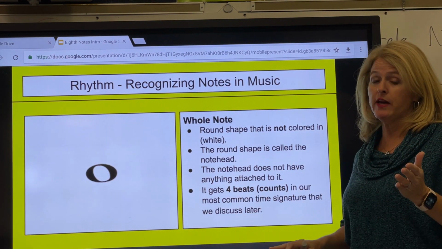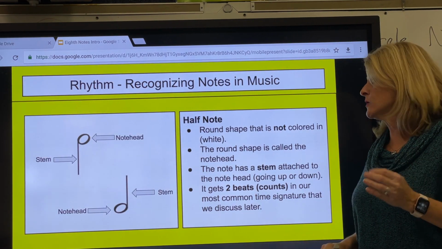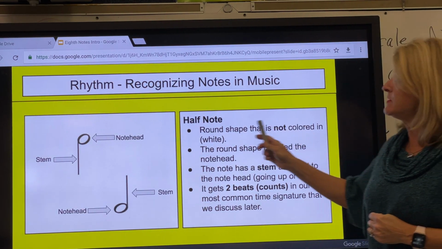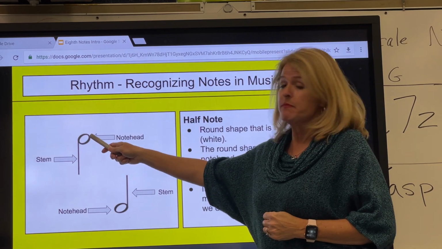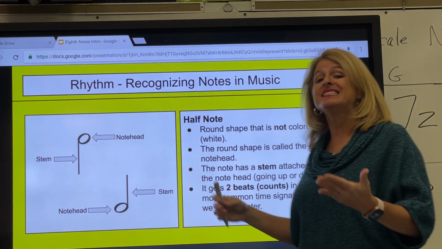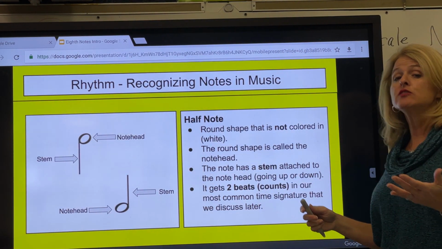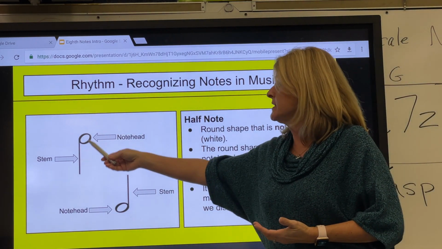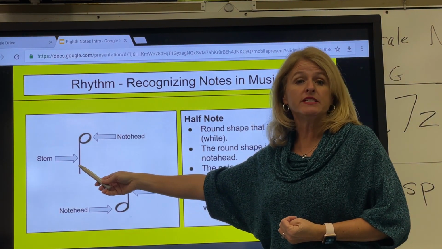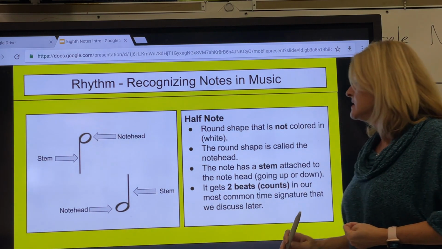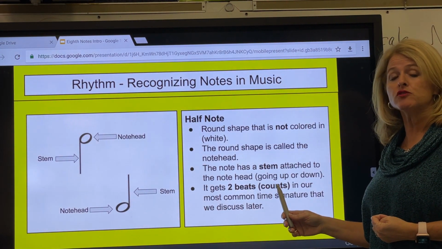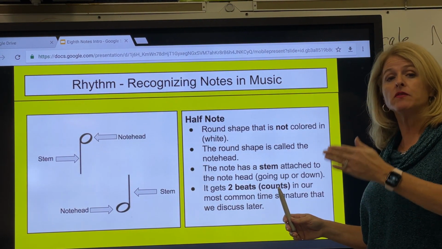After we learned the whole note, our next note value was a half note. Half note, same thing, has a round shape. It's not colored inside, but it does have something attached to the note head, and that is called a stem. This is review of what we did first semester, okay? So a half note gets 2 counts, 2 beats. Your foot's going to go down, up, down, up.